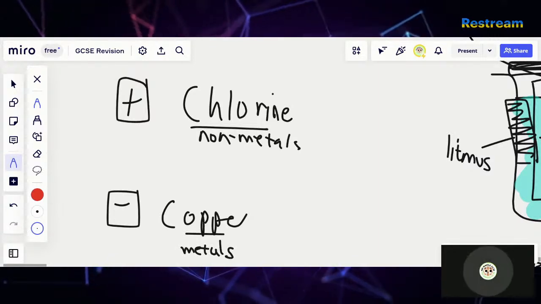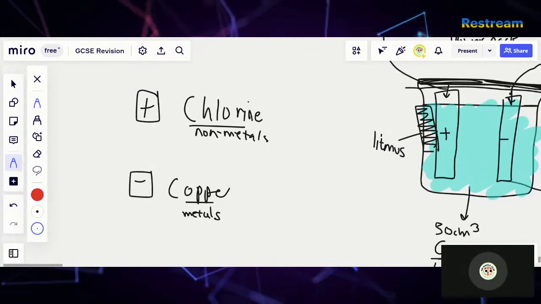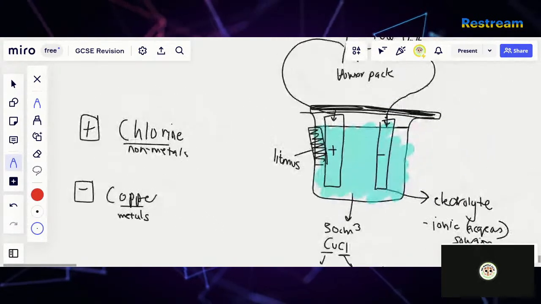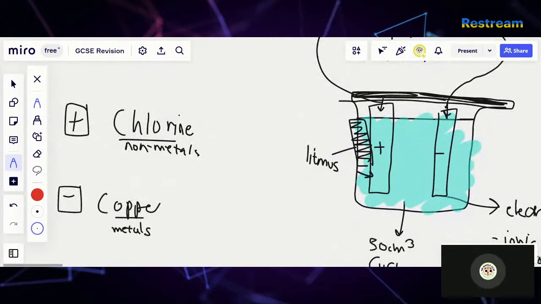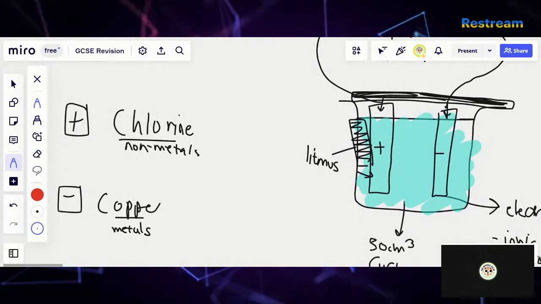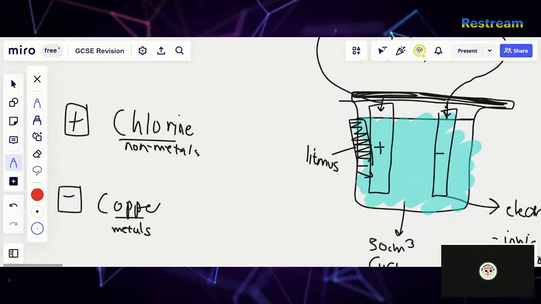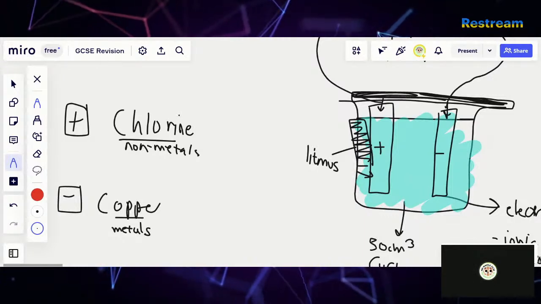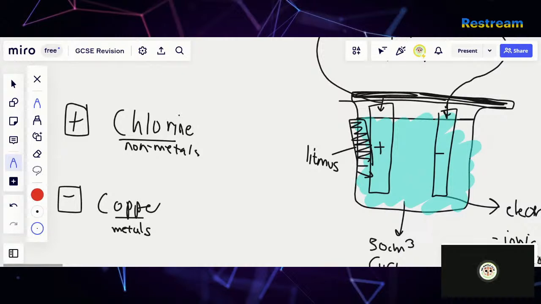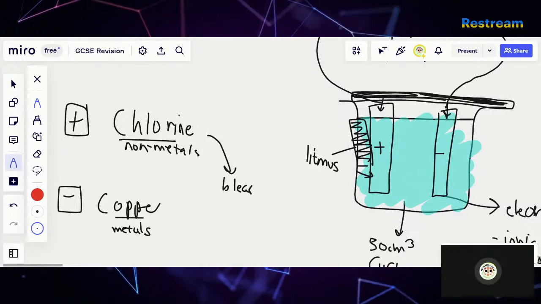Now, what does the chlorine do here? The reason we held this litmus paper by the positive electrode is because chlorine can bleach litmus paper white. So chlorine would bleach the litmus paper white.